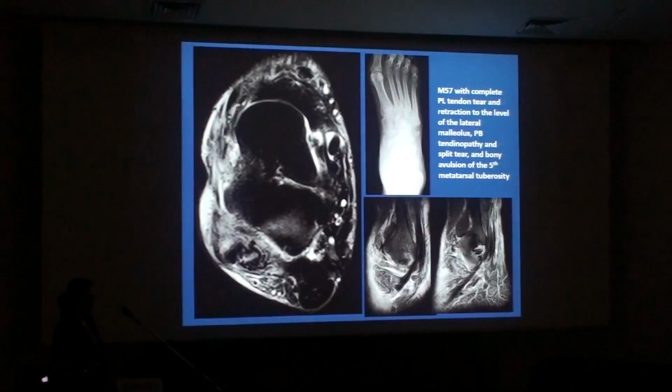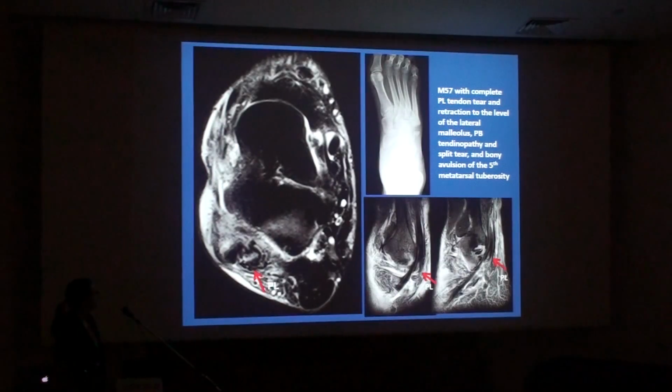And here is the patient who has a full thickness tear of the Peroneus longus tendon, which is retracted, and then he has the Peroneus brevis split. In addition to that, the patient had a bony avulsion of the Peroneus brevis from the fifth metatarsal tuberosity.